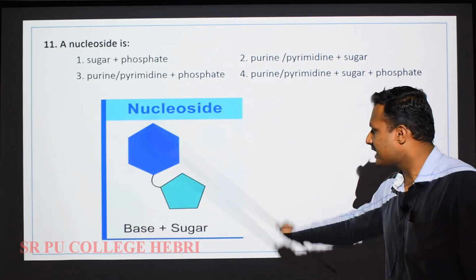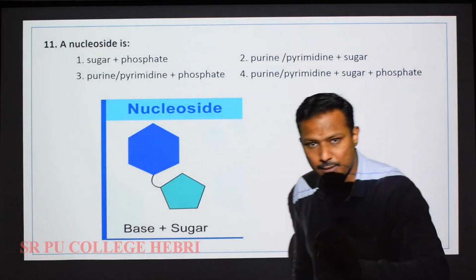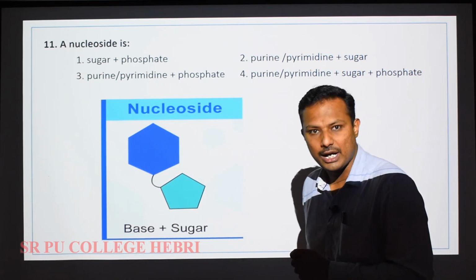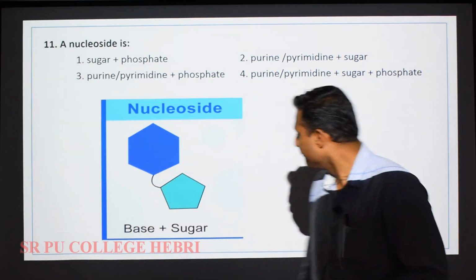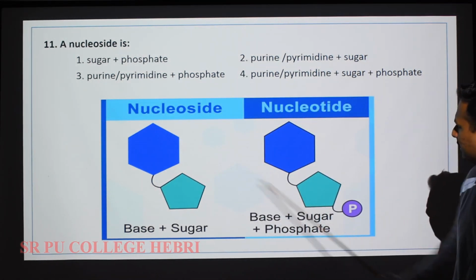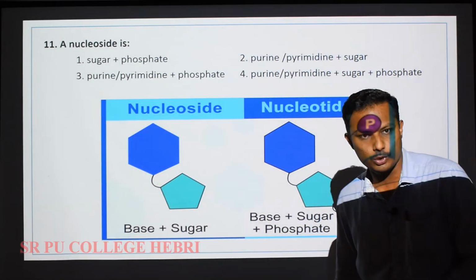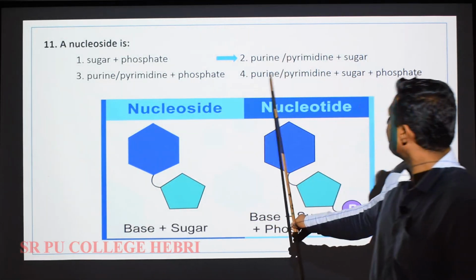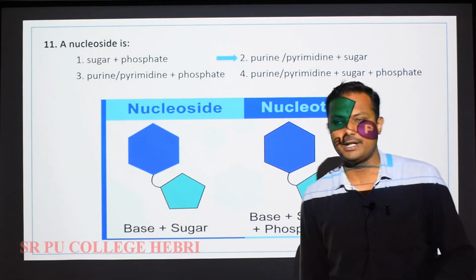To this nucleoside, a structure with a nitrogen base and sugar, if a phosphate group joins at the third carbon atom or the fifth carbon atom with the help of a phosphoester bond, then it will be called a nucleotide. You can look at the differences between these two pictures. This is the nucleotide, this is the nucleoside. So which is the answer here? The answer will be the second one, that is a purine or pyrimidine base plus sugar. So this is the nucleoside.